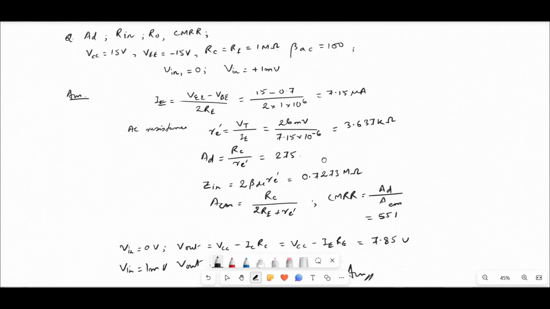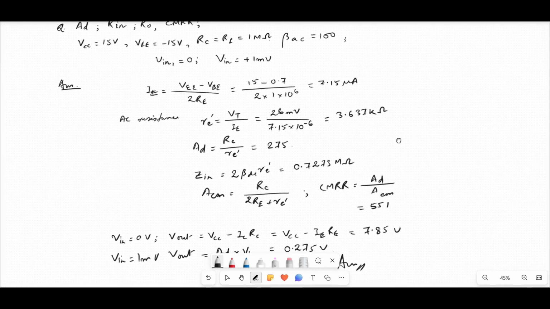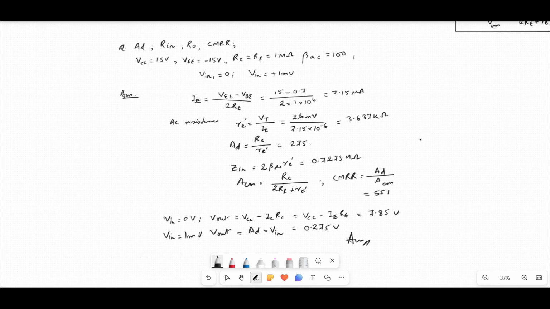I hope you have understood and solved the numericals for the differential amplifier, right? So that is all for today. Today we have discussed the AC analysis of the common mode differential amplifier. In the previous class we discussed the AC analysis of the differential mode differential amplifier, and we have seen a numerical on how to solve it for the differential amplifiers.